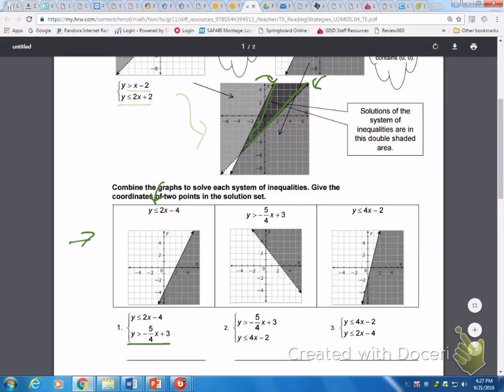Now let's graph y greater than negative 5/4 x plus 3. So I'm going to start at my intercept of 3, and then I'm going to have a slope of negative 5/4. So I'm going to go down 5 and run 4. Now, I look at my greater than symbol, so I don't have an equal sign, so I will dash my line.